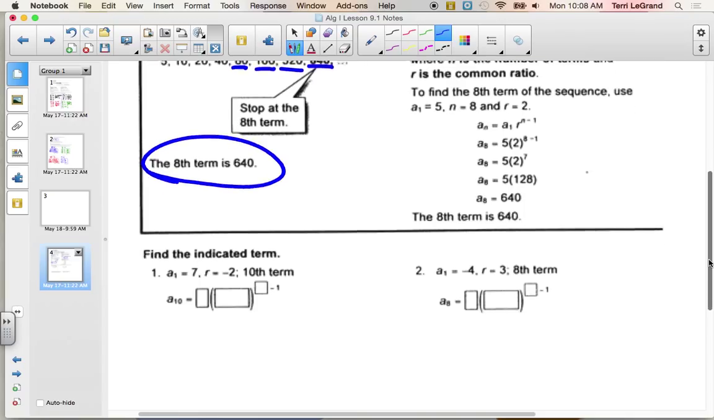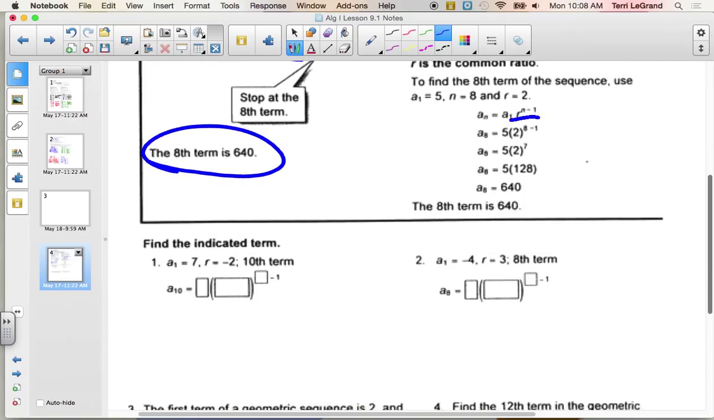So using the formula, here's them substituting into that formula right here. A sub 8 equals 5, the first term, times 2 raised to the 8 minus 1 power, which then becomes 5 times 2 to the 7th. 2 to the 7th is 128. 128 times 5, still get the same answer. So we're going to use that. We're not going to use method 1, okay?